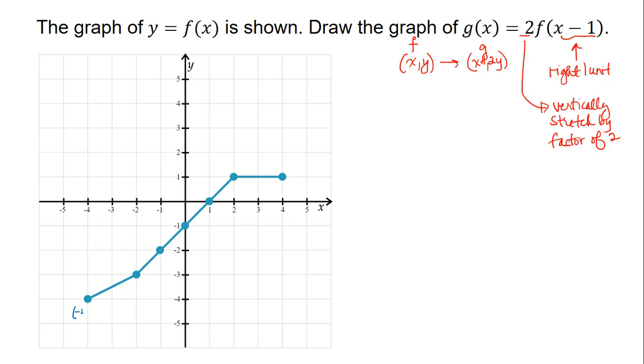We're given -4, -4, and then -2, -3, and then -1, -2, 0, -1, 1, 0, 2, 1, and then 4, 1. So we have this line segment that goes from -4, -4 to -2, -3, and then a piece of a line that goes from -2, -3 all the way up to 2, 1, and then a horizontal line segment from 2, 1 to 4, 1. So for each of these points that we've identified, we need to perform this operation where we shift it right 1 and stretch the y by a factor of 2.